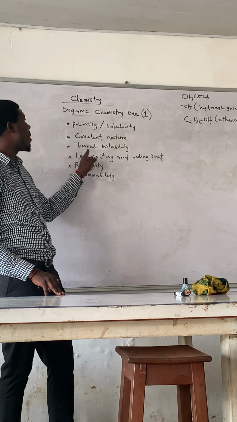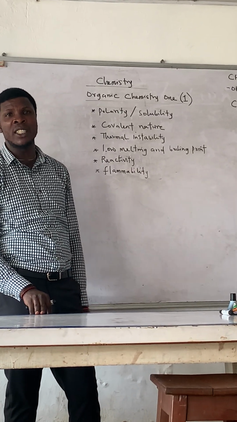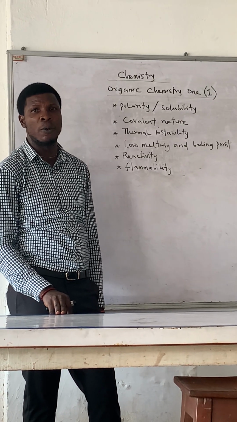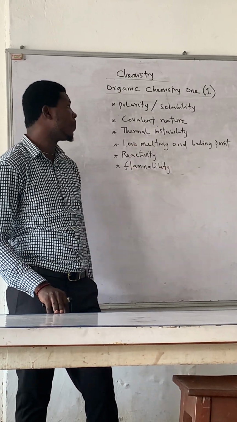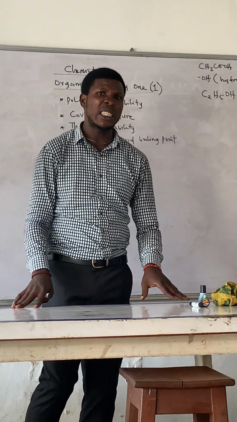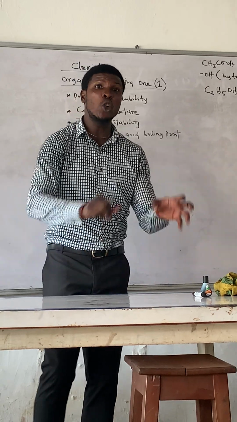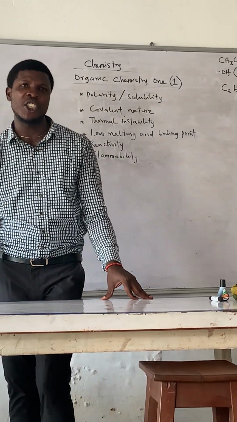Then what about thermal instability? This is a very important property assigned to organic compounds of carbon. When we say thermal instability, most organic compounds are thermally unstable, because when they are heated, they can decompose into simpler chains, simpler organic chains.